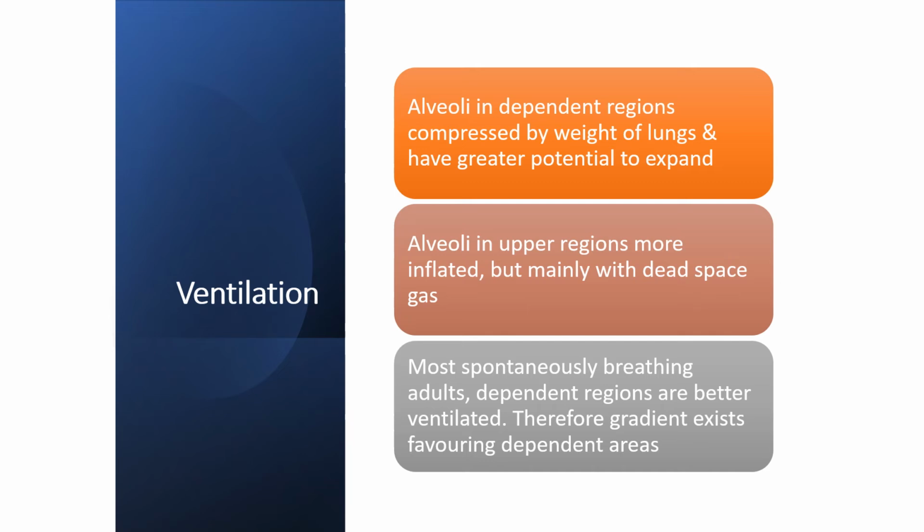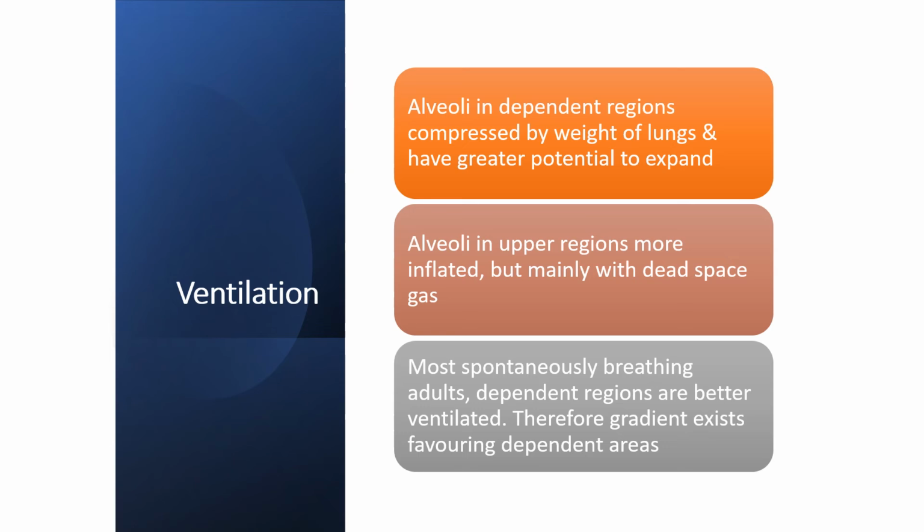And as we mentioned in lecture 1, ventilation is kind of dependent upon gravity and position. The airways and the alveoli, even in the dependent regions, are compressed by the weight of the lungs, but have greater potential to expand therefore. If you imagine the lungs hanging off the inside of the chest wall via the pleura, you'll get a certain amount of stretch on the upper regions of the lungs, the upper lobes, and again, this is characterized by them being inflated, but mainly with dead space air. So stuff that's not really going to contribute too much to gas exchange. The dependent areas from the top down have more potential to ventilate and to expand.